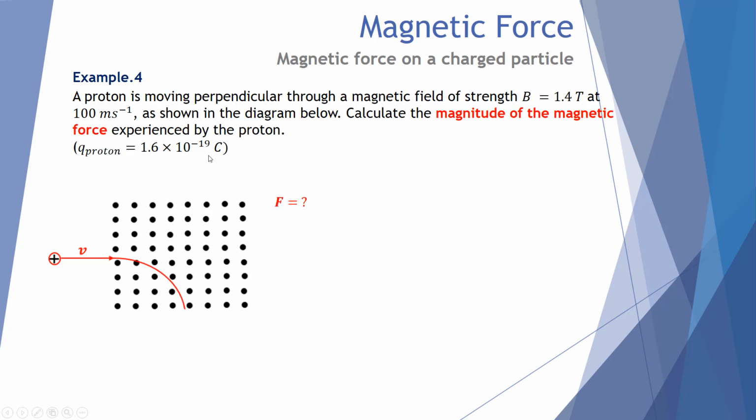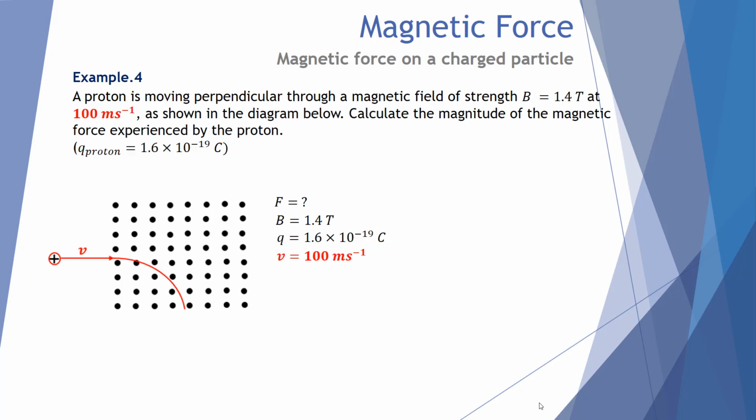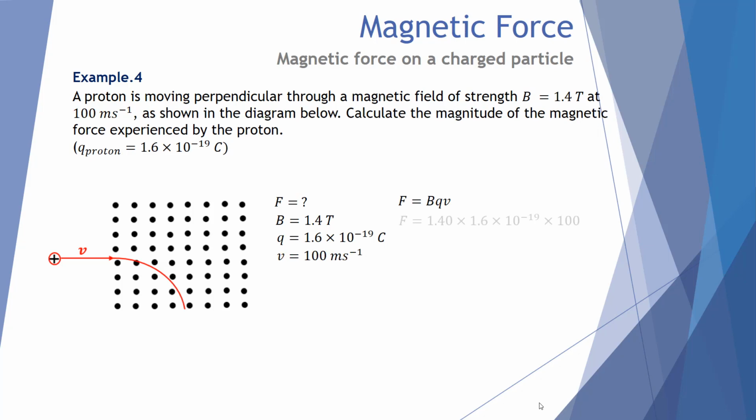So first of all, we're after the magnetic force, that's our question mark. Magnetic field strength is 1.4 Tesla. The charge of the proton is 1.6 by 10 to the negative 19 coulombs. And of course, V, the speed, is 100 meters per second. So we use the equation F equals BQV, substitute in our values, and we end up with a force of 2.24 by 10 to the negative 14 newtons.